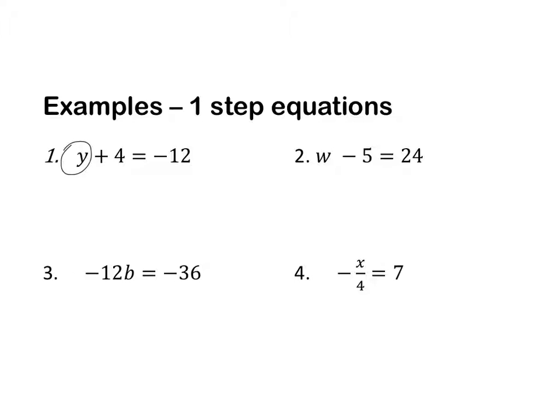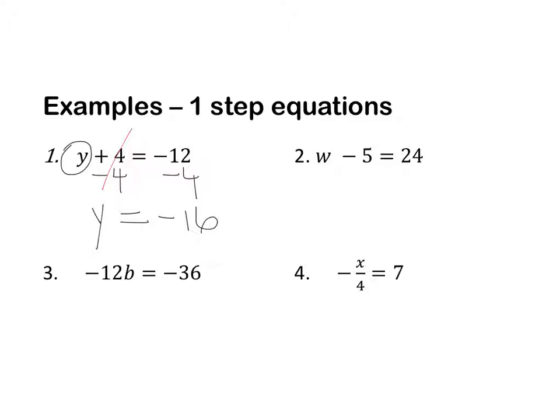So I want to get y by itself. So I want to get rid of that plus 4. So I'm going to do that by subtracting 4 from each side. Now when I have 4 plus negative 4, or 4 minus 4, my 4's cancel out. So I am left with just the y on this side of the equal sign. Now negative 12 minus 4 is equal to, you're at negative 12 on the number line and you move 4 more in the negative direction. So that puts you at negative 16. So my solution for this equation is y equals negative 16.